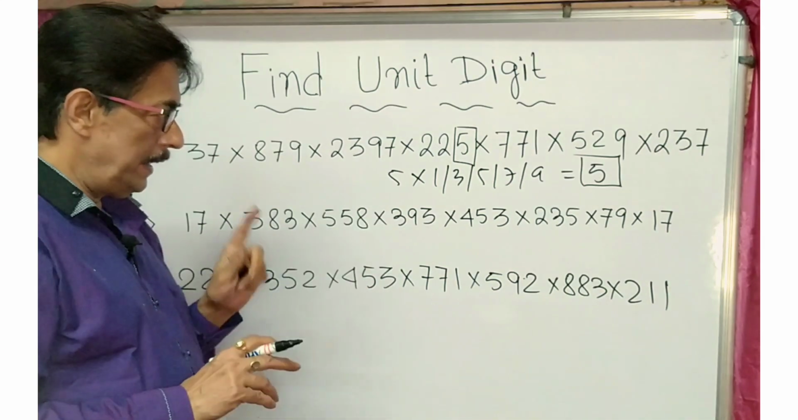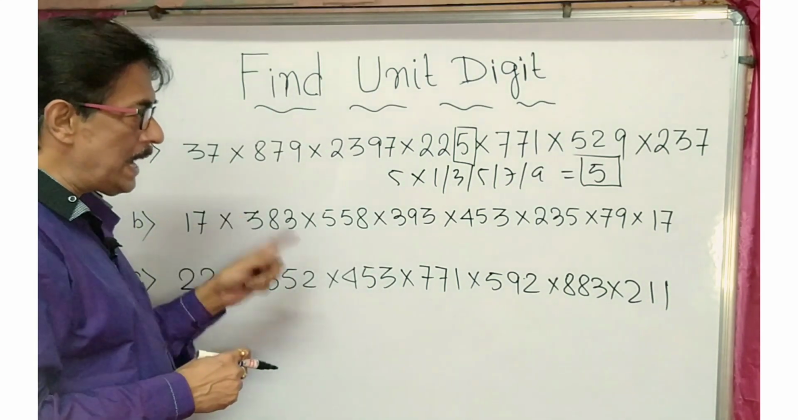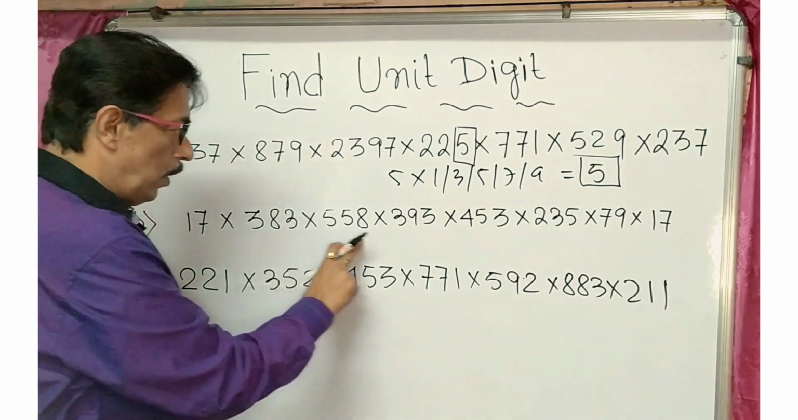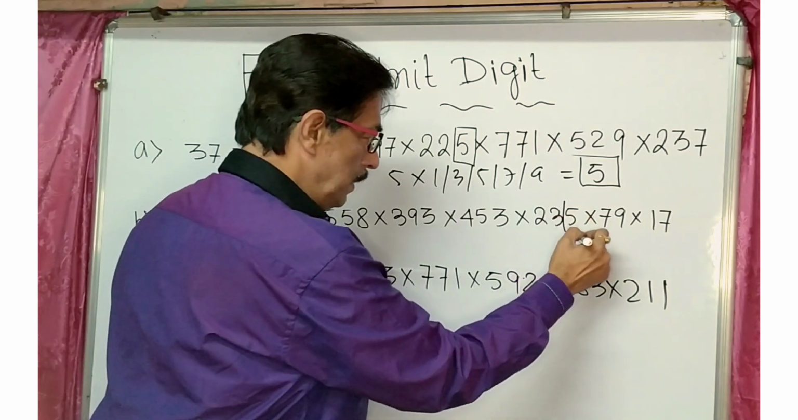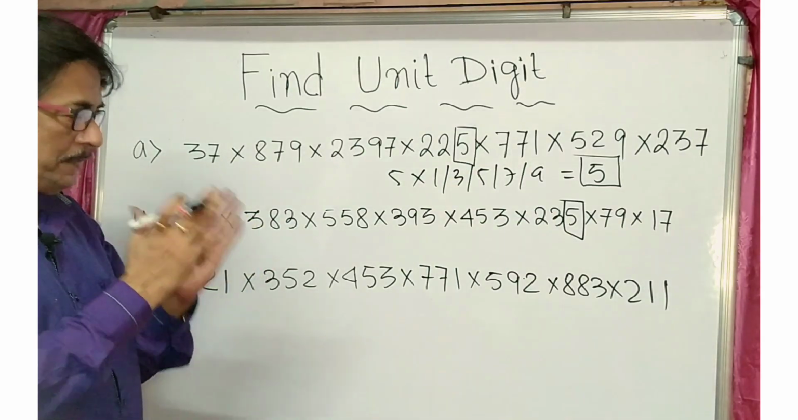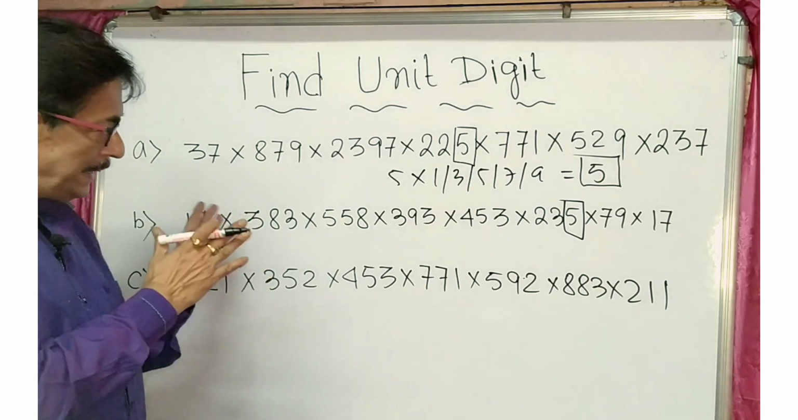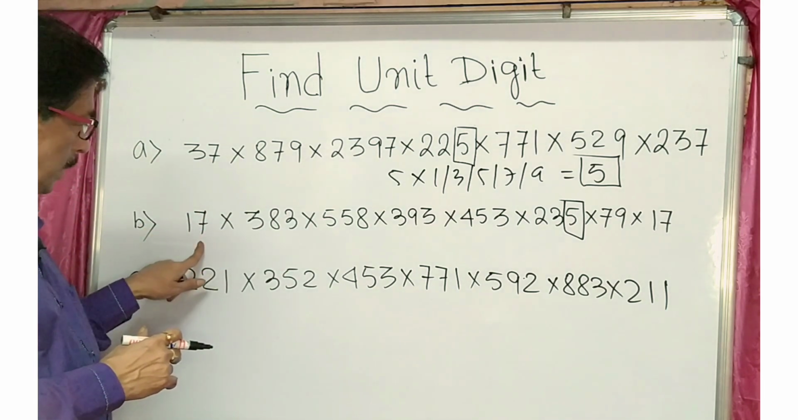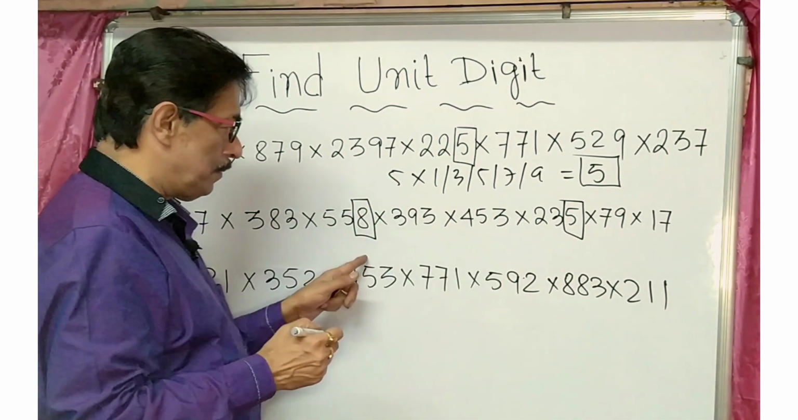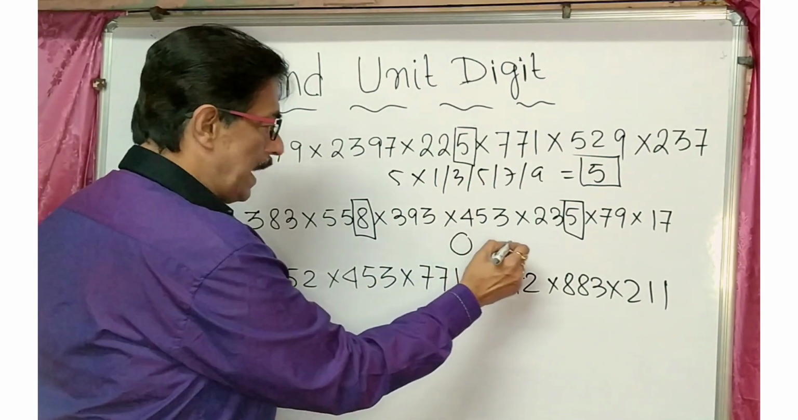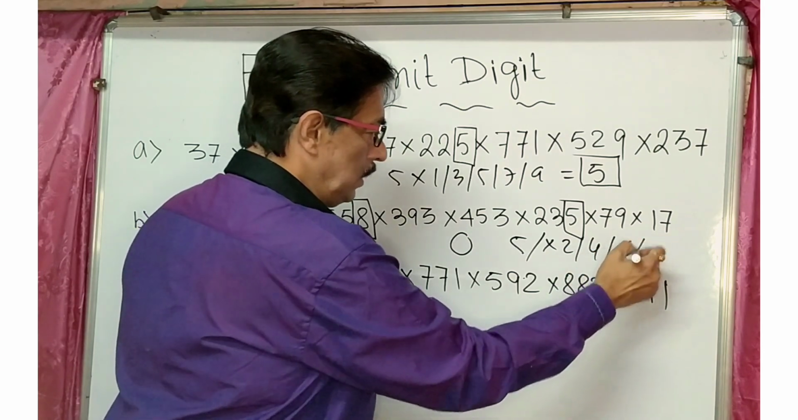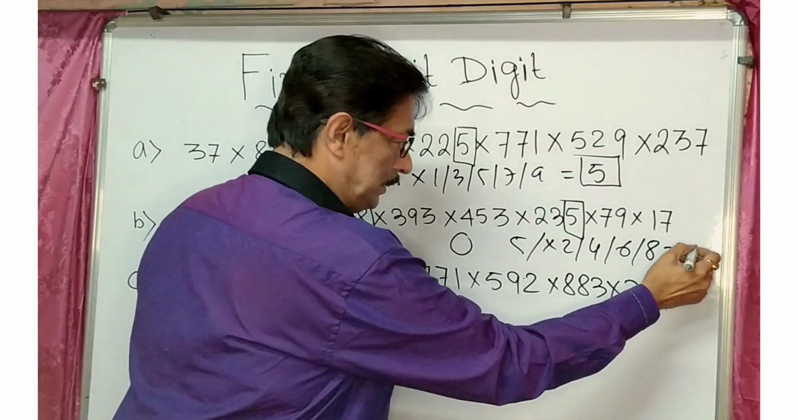Case 2. Again, you have to observe whether 5 is present on the right side of each and every number or not. Only this number is 5. When 5 is present, we need to find out whether any even number is present on the right side or not. These are odd numbers, these are odd numbers, these are even numbers. So 5 into any even number, your result is 0. Because 5 multiplied by 2 or 4 or 6 or 8, the result becomes 0.